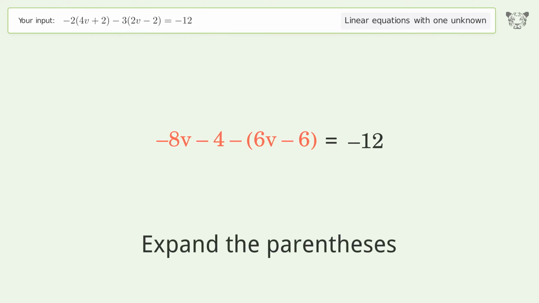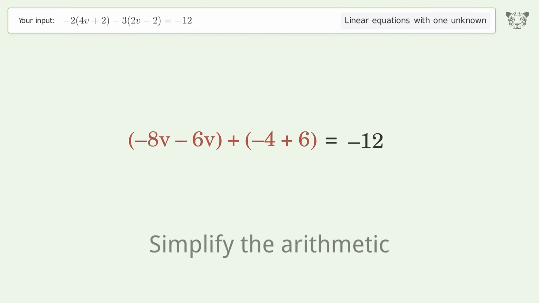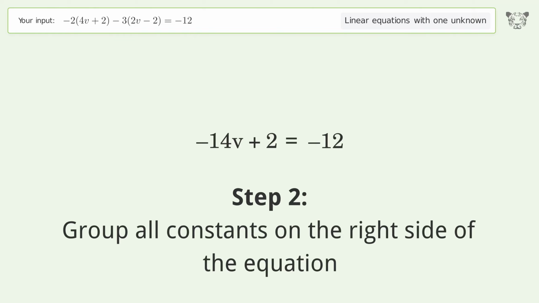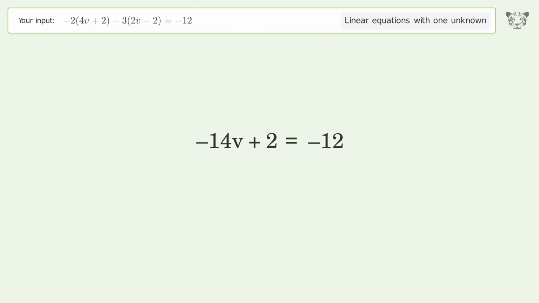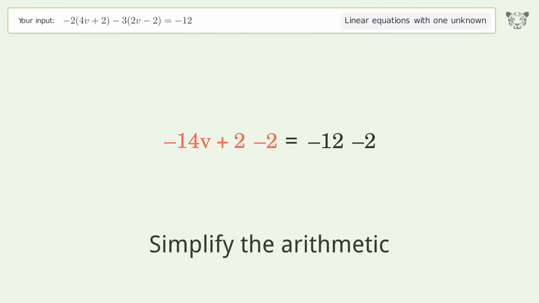Expand the parentheses. Group like terms. Simplify the arithmetic. Group all constants on the right side of the equation. Subtract 2 from both sides. Simplify the arithmetic.